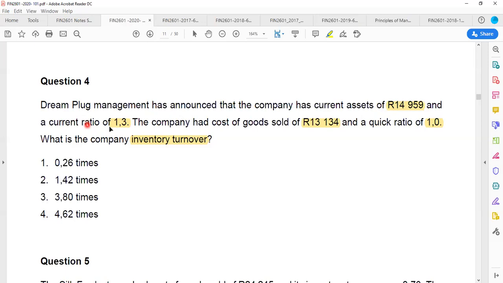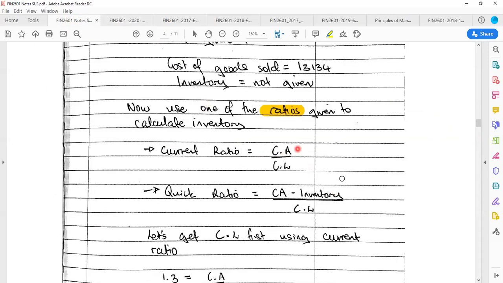The other ratios we've been given are the current ratio and the quick ratio. One or both of these should help us get the inventory, right? You write the formula for the current ratio, which is current assets over current liabilities. You write the formula for the quick ratio, which is current assets minus inventory over current liabilities. So we need to use some maths here to get the inventory.